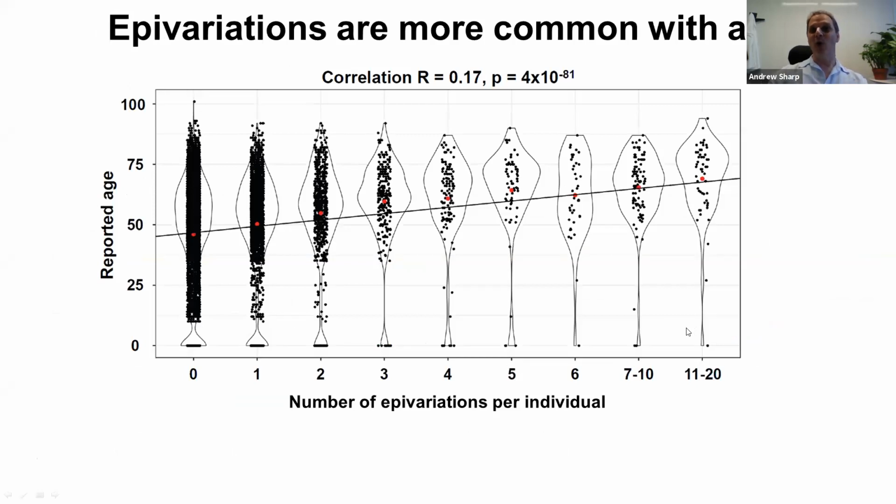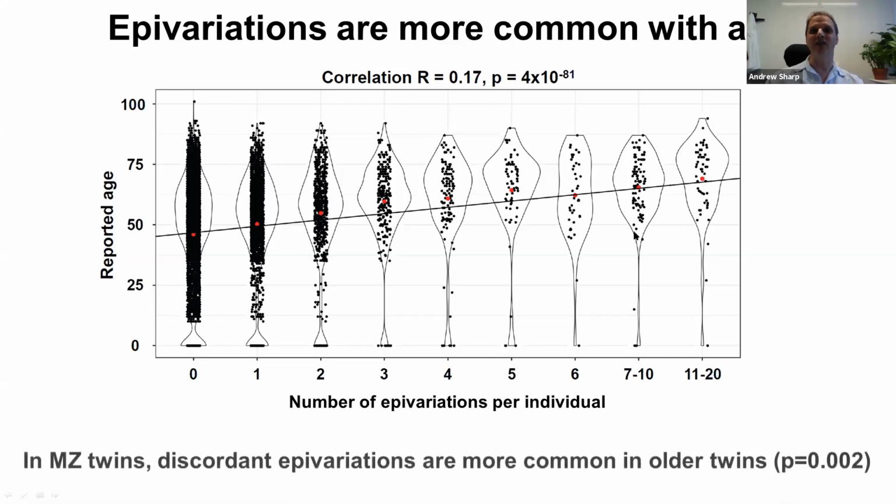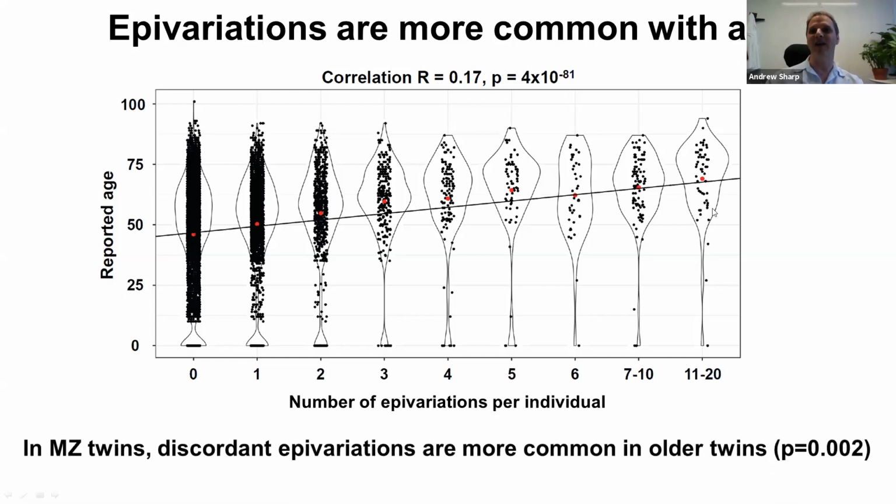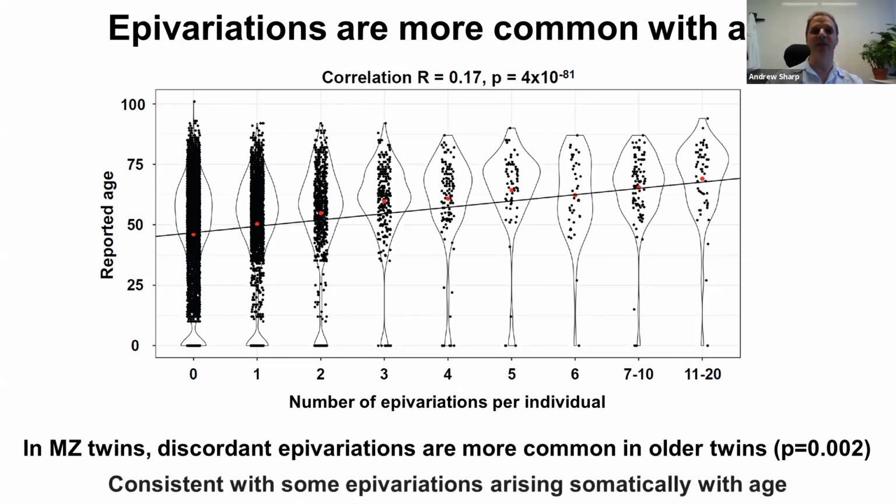Just to emphasize that a little more, we then looked at the relationship of epivariations with age and found that as individuals became older, you tend to accumulate more epivariations. So people with more epivariations are statistically older than people that have few. Again, highly significant. And when we went back to our monozygous twins, we found that twins who are discordant for epivariations tend to be older than twins that are concordant for epivariations. So again, this is telling us some of these are somatically acquired with age.